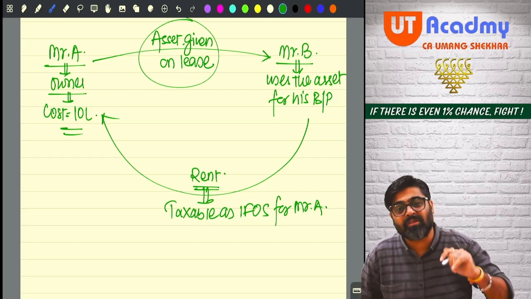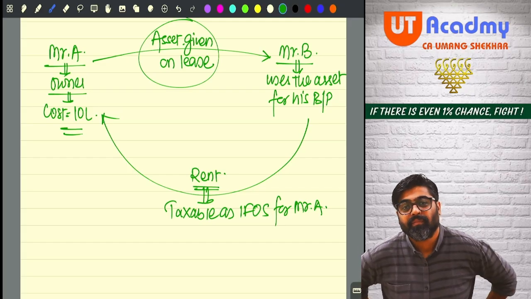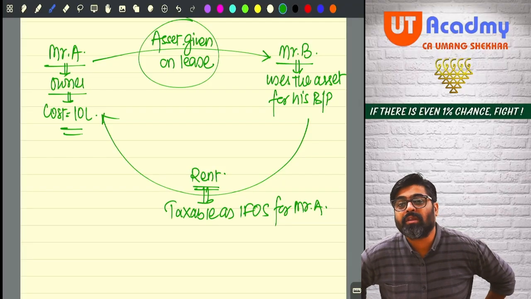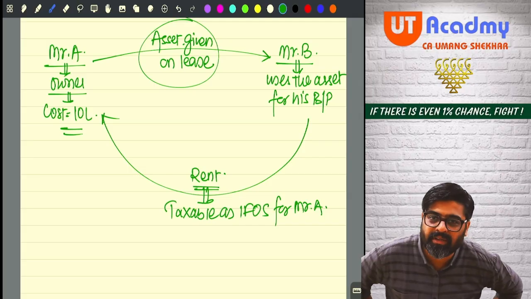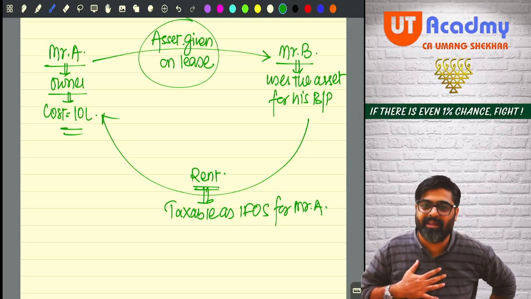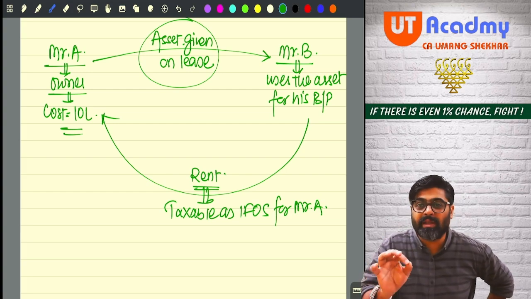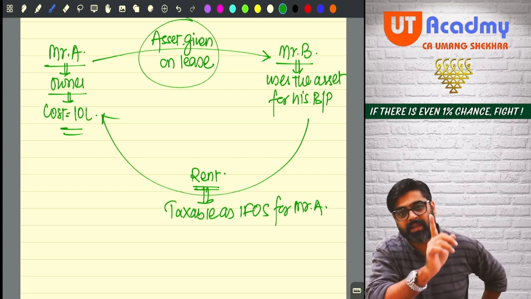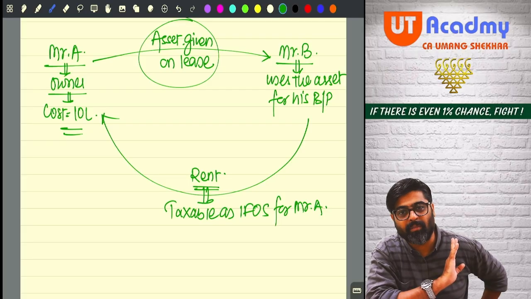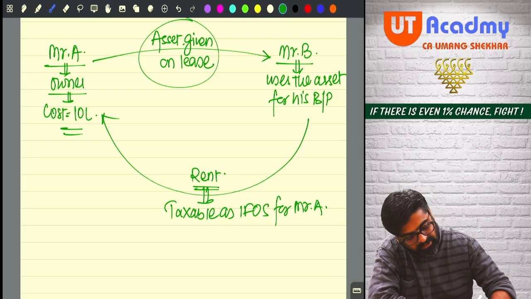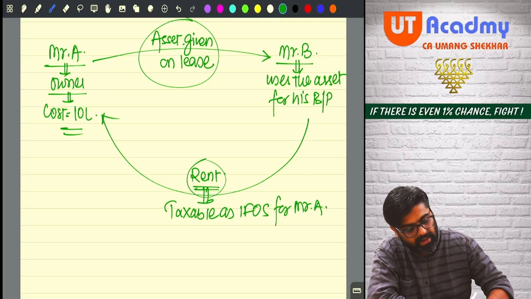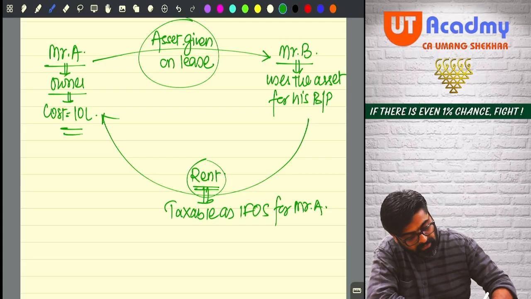Where am I taking the income of this asset? IFOS. So where should the cost be allowed for this asset? IFOS, but in the form of depreciation. But it will be allowed to me only. The person who has incurred the cost will only be claiming the depreciation for that cost. Getting my point? So when I take this rent under the head IFOS, from that IFOS income, I am going to claim deduction.